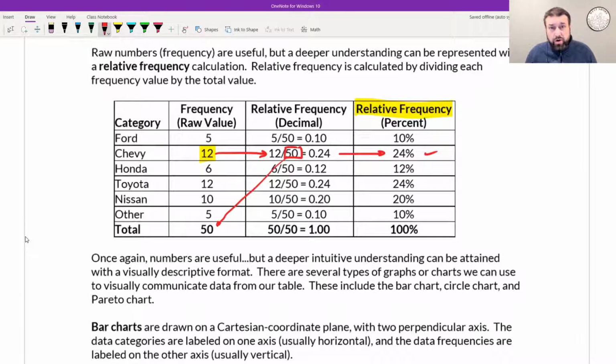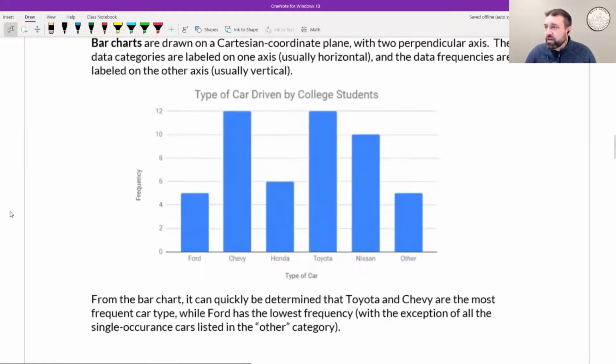And so this is great. We have a frequency table. We have a relative frequency table, but still, we're dealing with tables and numbers and your brain doesn't like it that much. And so we decided to switch into a visual mode. And how can we represent this information visually? So we started out with the bar chart.